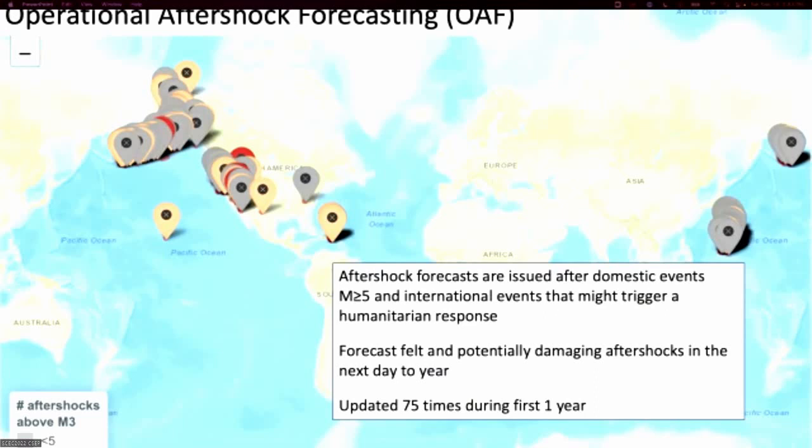The USGS issues the aftershock forecast for domestic events for magnitudes 5 and greater, and for international events that might trigger humanitarian response, like for Puerto Rico. These forecasts cover potentially damaging aftershocks in the next day to next year, and they're updated quite frequently, about 75 times in the first year.